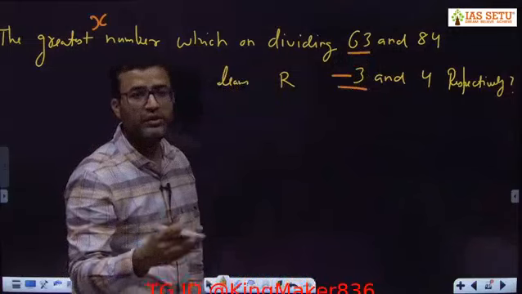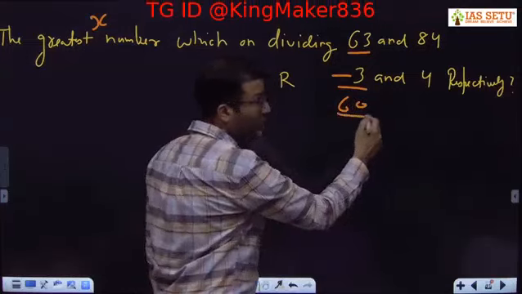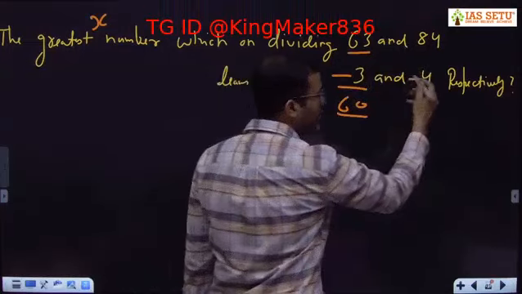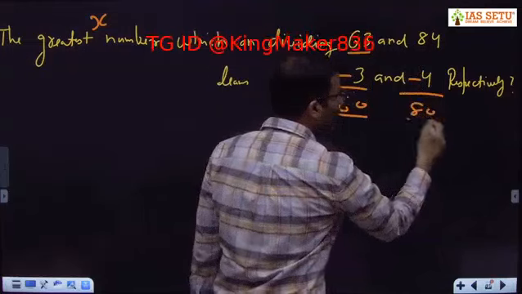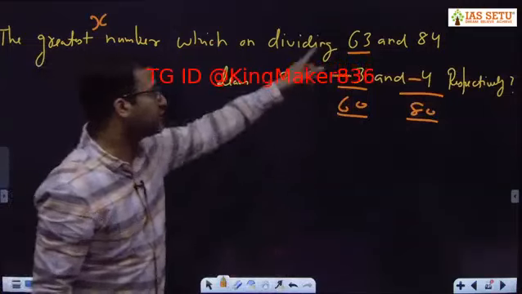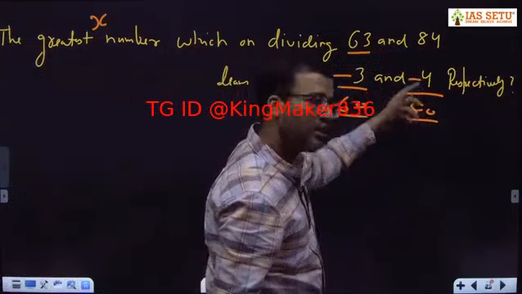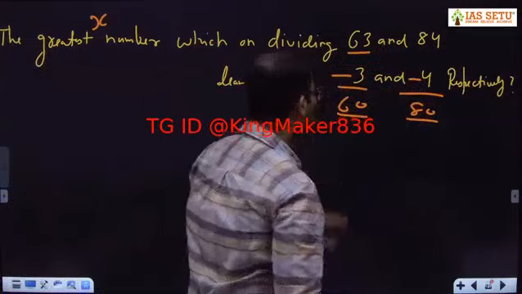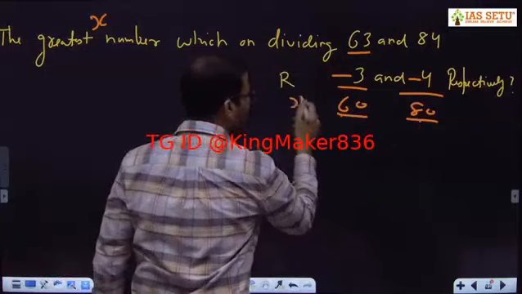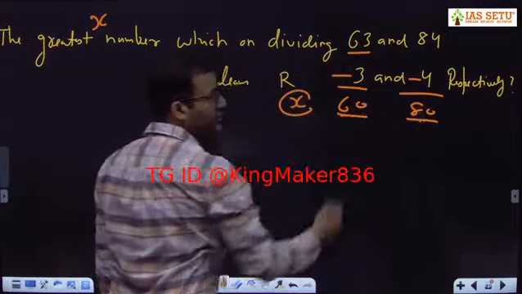ये एक्स्ट्रा चॉकलेट आपको परेशान कर रही है, खा लो, खत्म करो. तो बची कितनी 60. 84 है, 4 चॉकलेट एक्स्ट्रा, खत्म करो, 80. So it means 60 and 80 are exactly divisible now. 63 has 3 chocolate extra, 84 has 4 chocolate extra, you subtract. So it means this 60 and 80 are exactly divisible by x now. So you find HCF of 60 and 80 now.